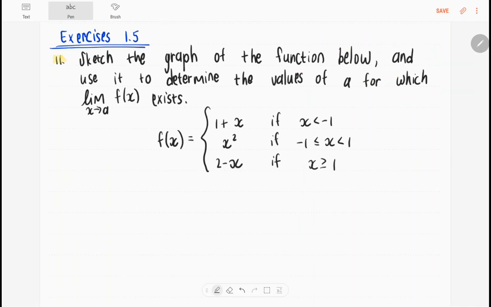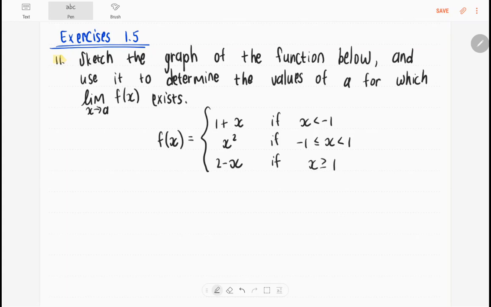Next, we are looking at the exercises under section 1.5, and we are looking at number 11. It says, sketch the graph of the function below and use it to determine the values of a for which the limit when x approaches a of f of x exists. So we have the function that is defined as follows.